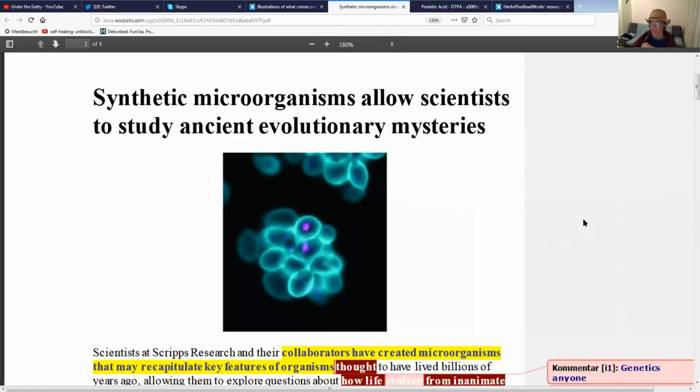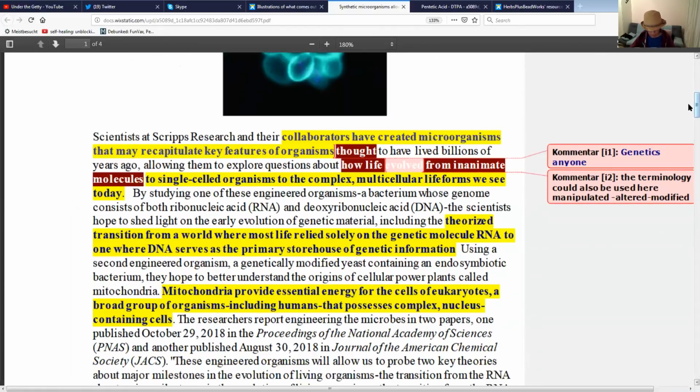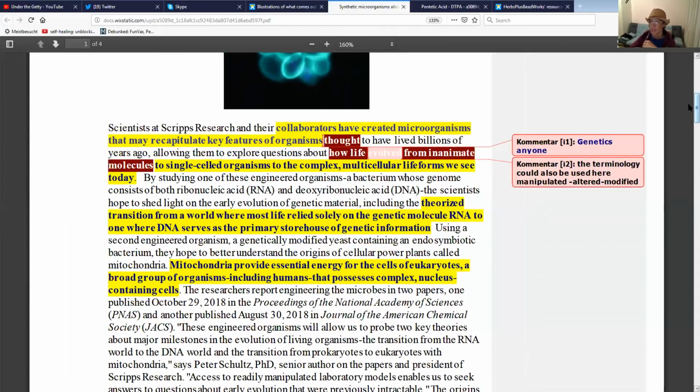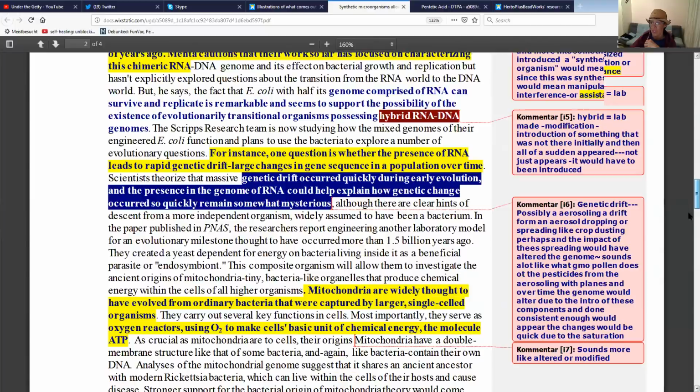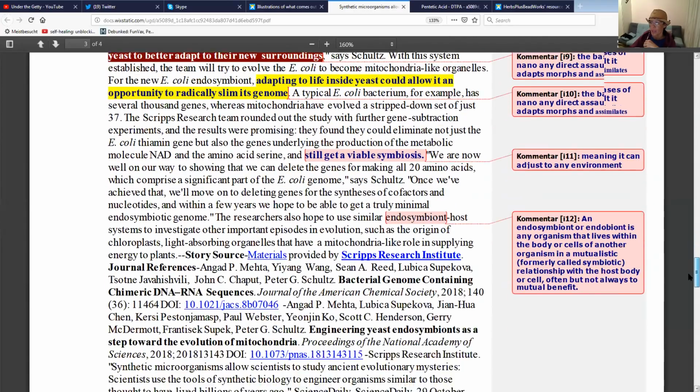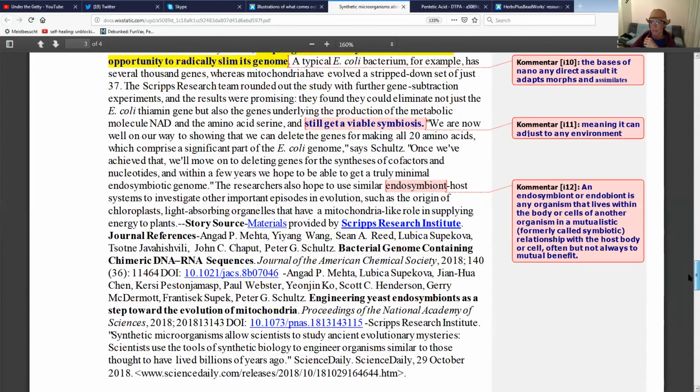Synthetic microorganisms allow scientists to study ancient evolutionary mysteries. And let's see if I can make it one smaller here. Okay. So this is a 4-page document that Tony had annotated. And I suggest rather than sitting through listening to me try to read it, go ahead and read it yourself. There's a lot of good information in here. Okay, it's just 3 pages then. And the sites are there as well.